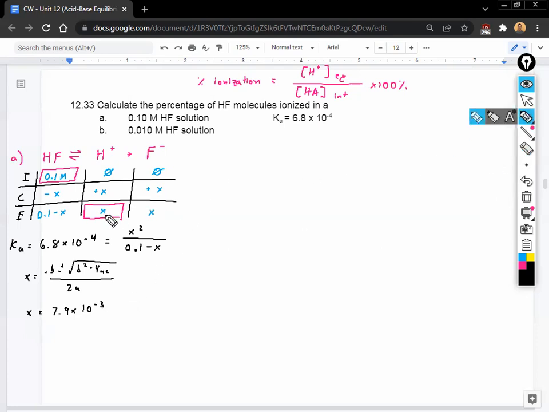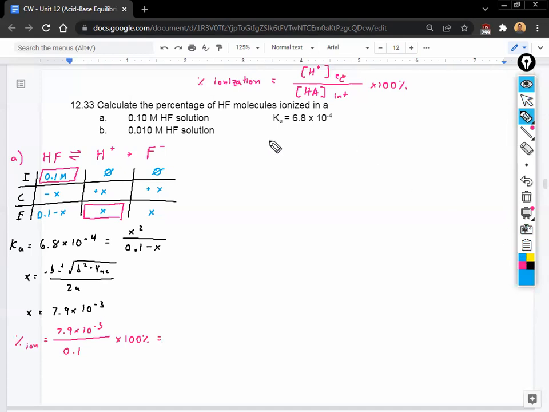Okay. And this is going to be the value that we plug in for X right here. Based on that, we can find the percent ionization. All we need to do is plug it into this equation right here. So the percent ionization is going to equal the concentration of H+ at equilibrium, which is the X number, 7.9 times 10 to the negative 3, divided by the concentration of the weak acid initially, so 0.1, times 100%. And I'm going to leave it at that. I'll let you guys calculate the percent ionization.